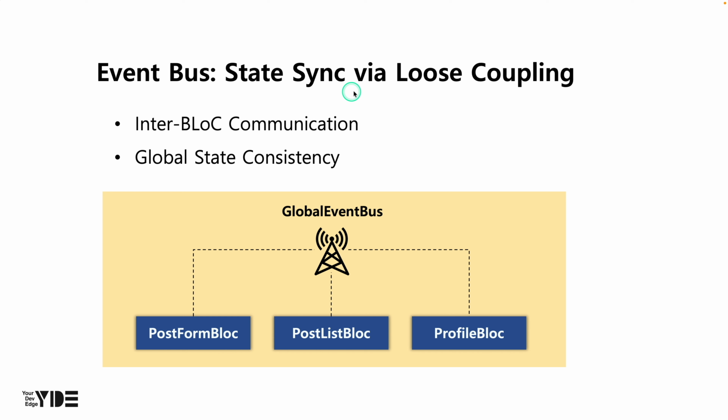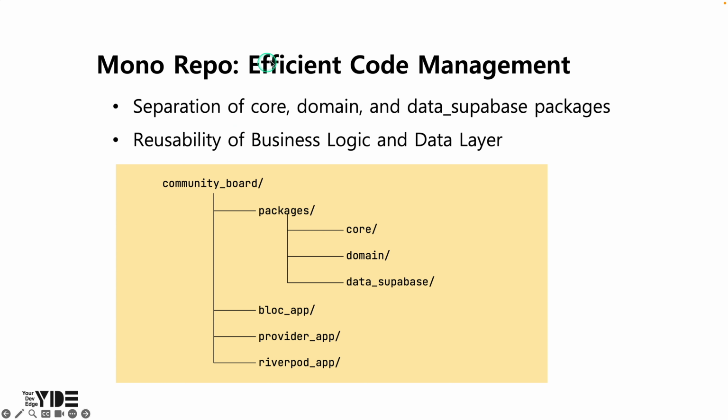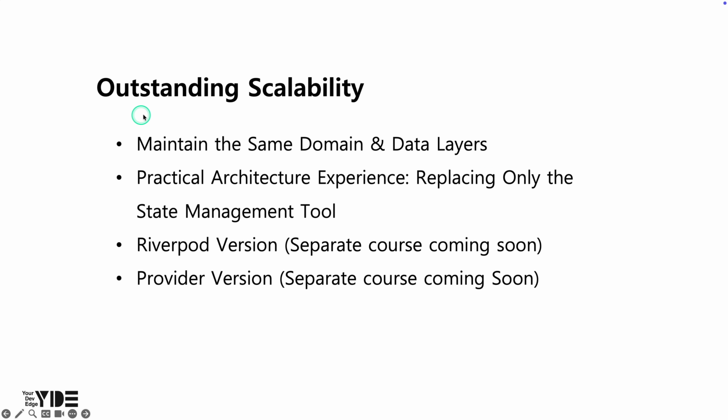This is achieved through loose coupling that allows data exchange without mutual awareness. Additionally, we'll learn how to maximize the reusability of business logic by establishing a monorepo environment that separates features into distinct packages. The power of clean architecture and monorepo doesn't stop here.